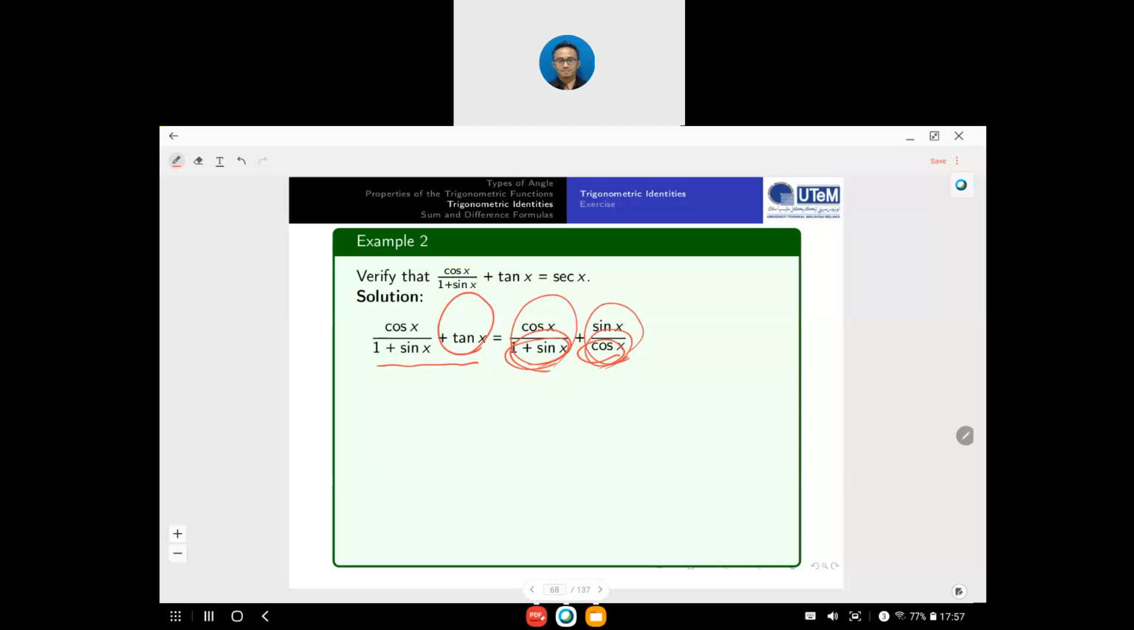How to equalize the denominator? Awak darab silang. When you times darab silang, awak dapat macam ni. The first item times by cos x over cos x. The second item times by 1 plus sin x. Okay ni, darab silang dua ni, dia mesti atas bawah. So bila awak darab silang tu, awak akan dapat what?